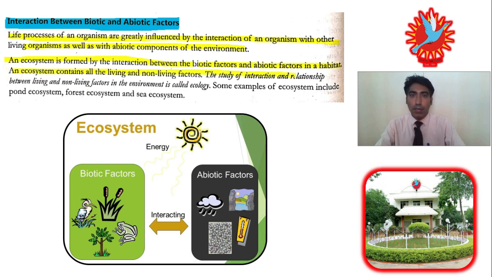The study of interaction and relationship between the living and non-living factors of the environment is called ecology. So ecology is a branch of biology in which we study the interdependency and interaction among the biotic and abiotic components. Some examples of ecosystems include the pond ecosystem, forest ecosystem and sea ecosystem. In our next video, we will discuss in detail the forest ecosystem because it is in our syllabus.